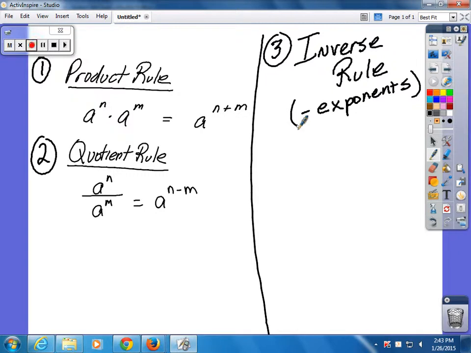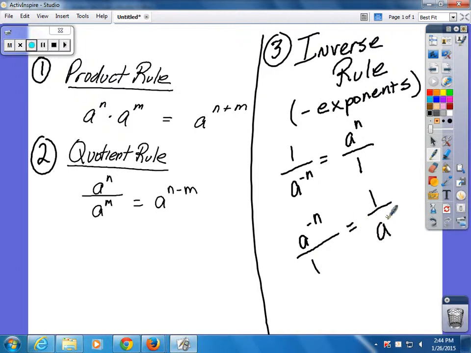So what do you do? Well, if you have 1 over a to the negative n, then you flip it. 1 over a to the negative n becomes a to the n over 1. Anytime you have a negative exponent, you flip it. If I have a to the negative n over something, 1 or whatever, I flip it and it becomes 1 over a to the n.